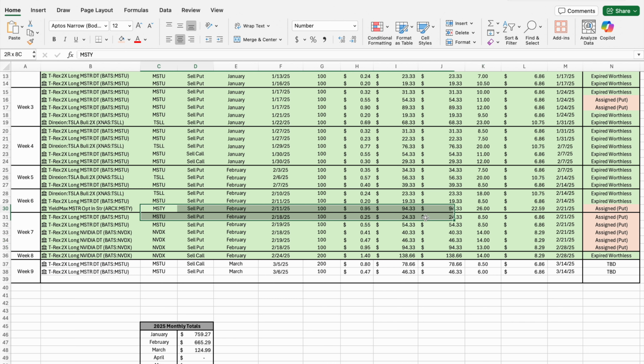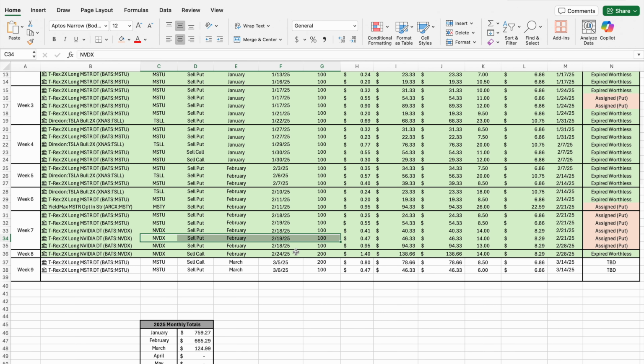The same goes for MSTY. Got assigned at $26 price, which again, I think $26 is a great price for MSTY. And it's currently at $22.59. It has not gotten close enough to 26 for it to make sense for me to sell a call at $26 strike price. So for MSTY and NVDX, I'm really waiting for the price to increase just a little so I can get a nice premium either this week or next week for my March total.